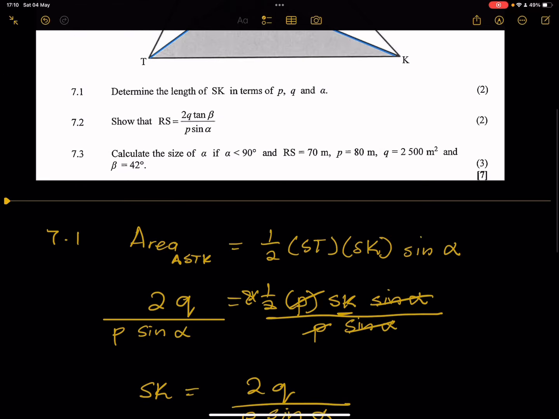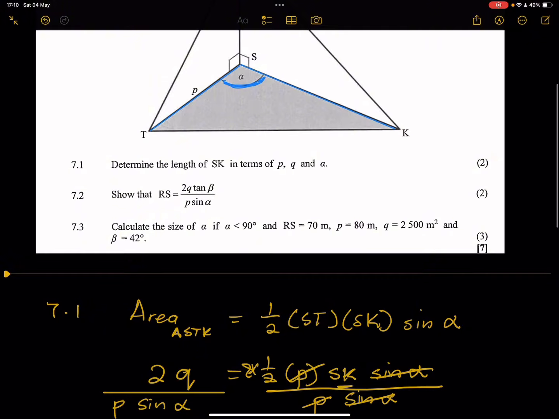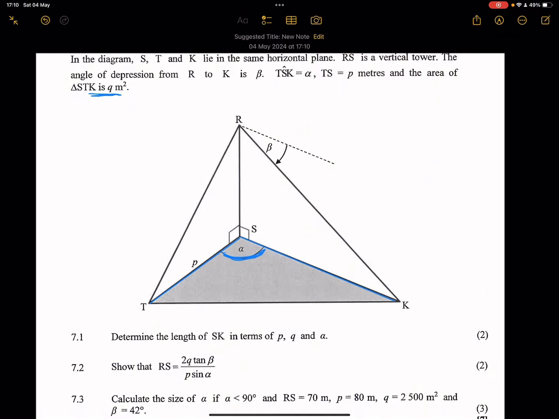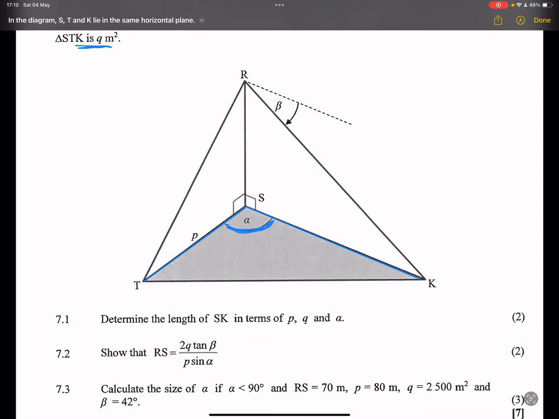They say show that RS is 2q tan beta over p sine alpha. Now we're looking for side RS. So we're looking for this vertical pole over here. Where do we have the most information? We've already expressed SK, so I'm going to go into triangle RSK. That's the triangle I'm going to go into.